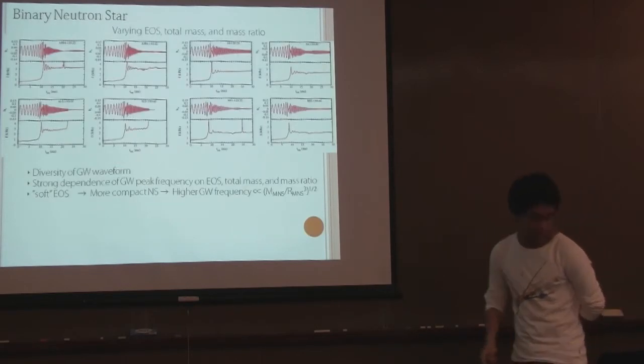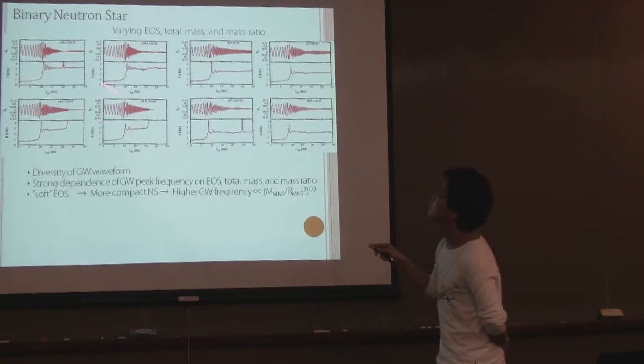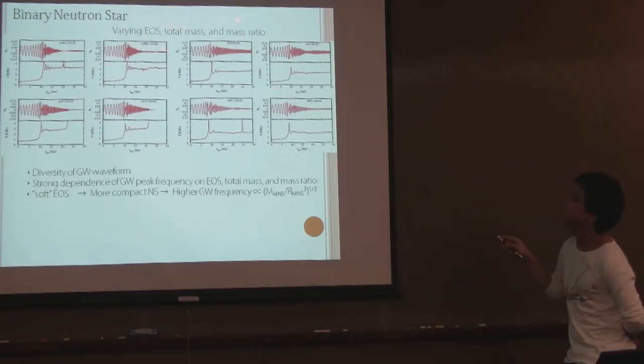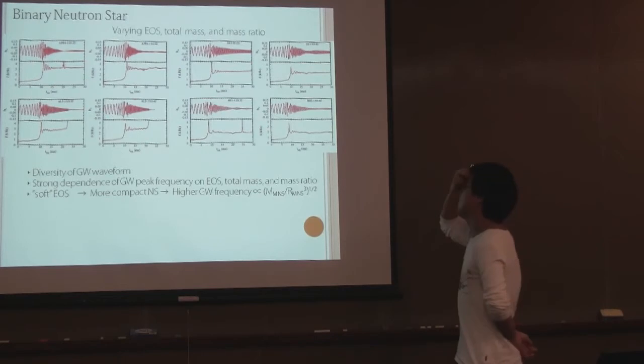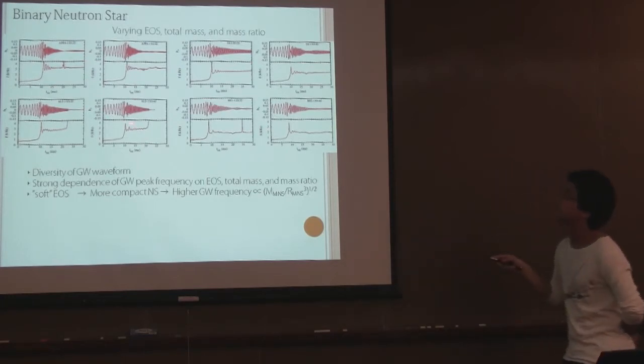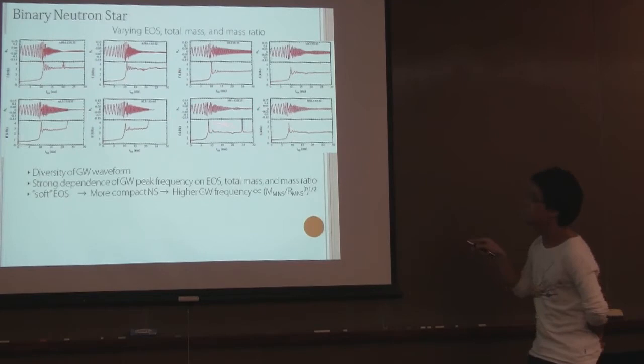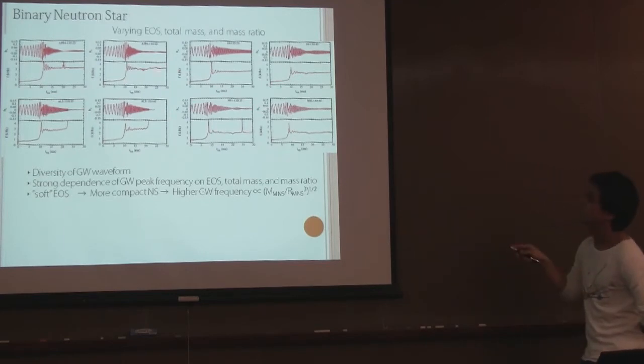So what about the other models? In these models, we vary the equation of state, the total mass, and mass ratios, and you can see that the gravitational waves show diversities. In particular, the gravitational wave frequency strongly depends on the stellar models, and there are some trends in the gravitational wave frequencies.